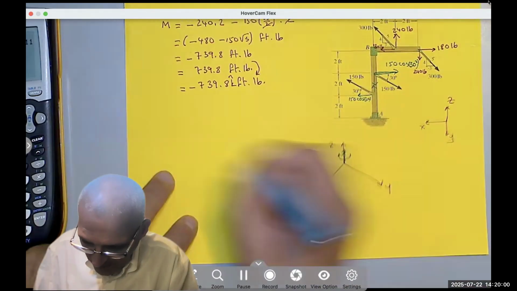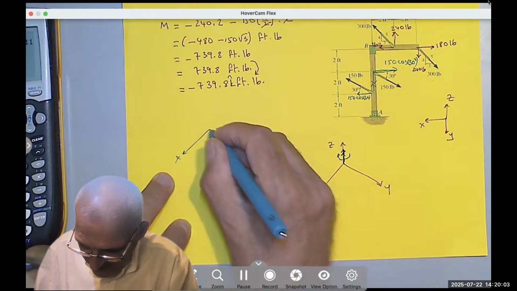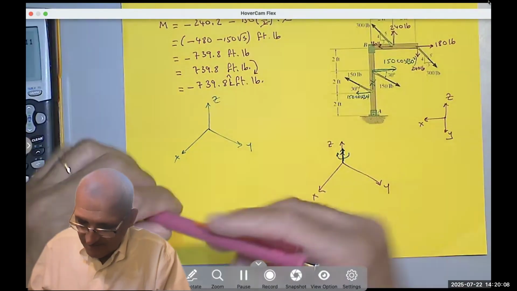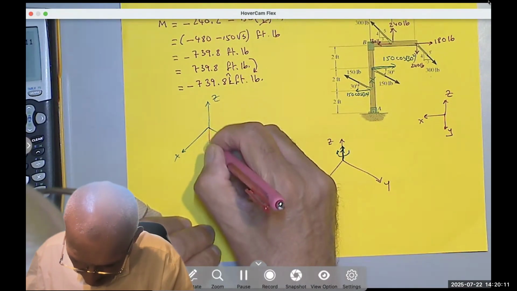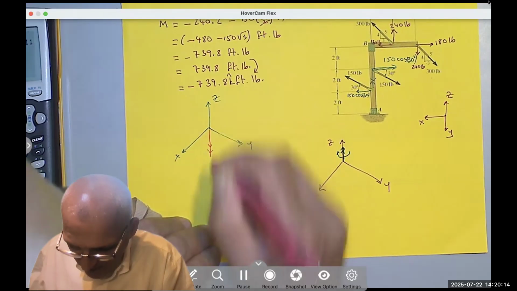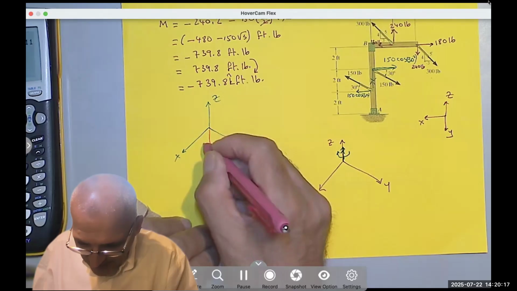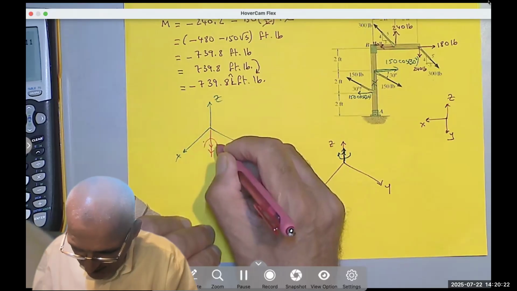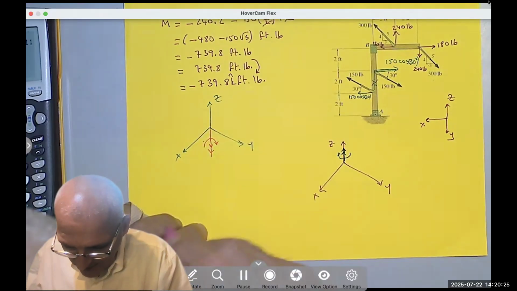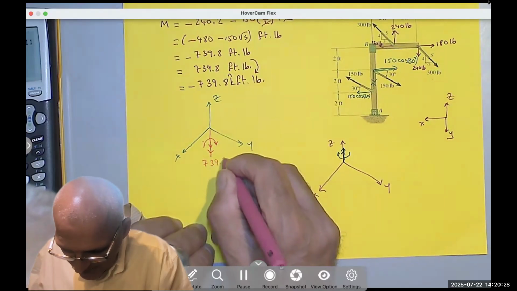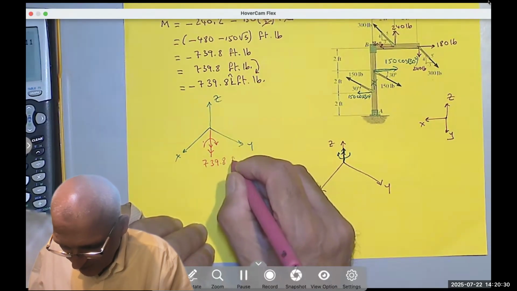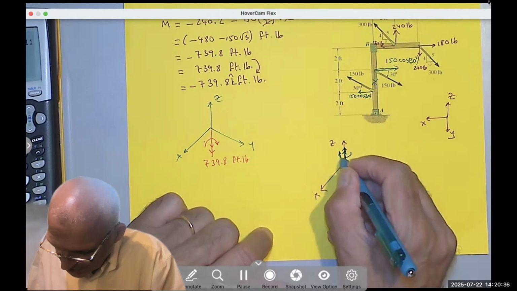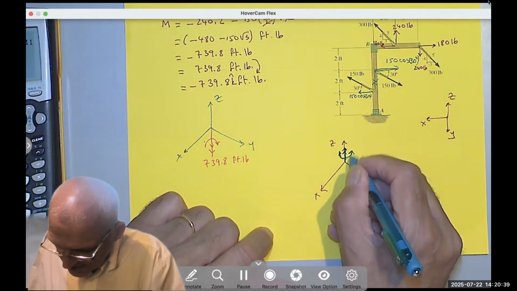This particular one would look something like that. If this is the X, this is the Y, and that's the Z, we draw it as an arrow going down, double arrows, and then it's clockwise. So that's why clockwise is going down. So we draw it as a clockwise, like that. Okay, and that would be 739.8 foot-pound. And of course, this would be the other way around. If I draw it going up, then it should be counterclockwise. This is the generic one.